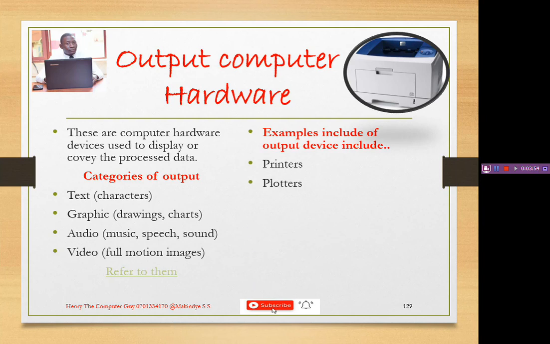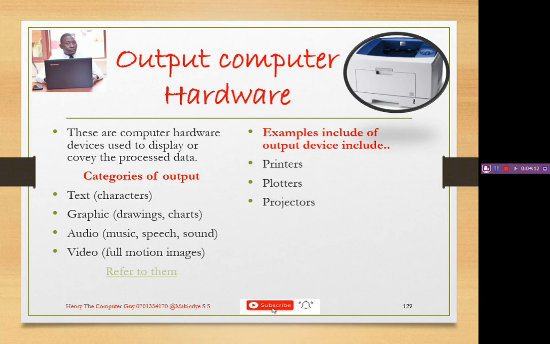Then we can have a plotter, and a plotter is far better than a printer because it produces something on a larger surface and of a high quality. For example, you see all those billboards on the way where you always pass. These are the ones that are used to produce those graphics that you always see.